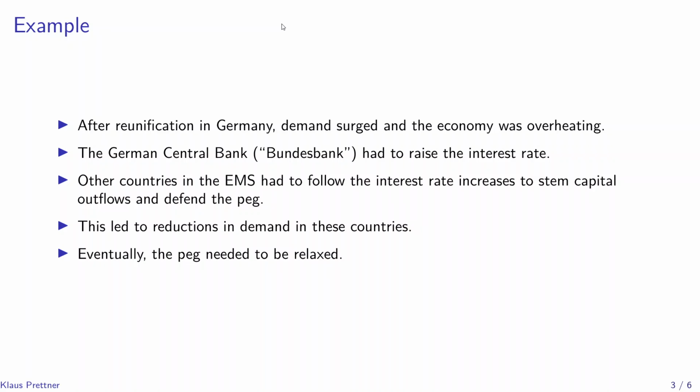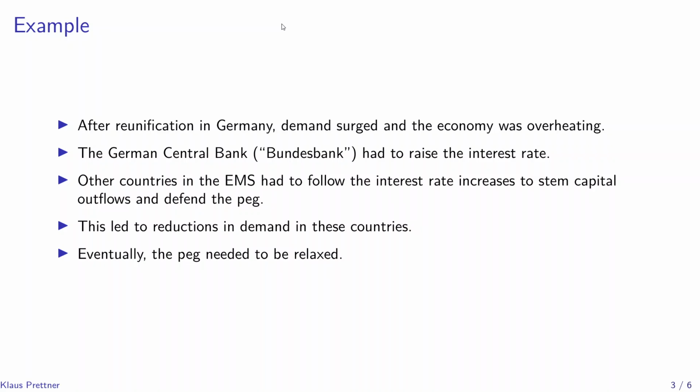And now, of course, this led to reductions in demand in these countries and to recessionary pressures, and also to pressures on their currencies to devalue. So there were then speculative attacks. Now, these countries did several things to try to defend the peg. So they used the reserves of their central banks to buy the home currencies to prop up their value.